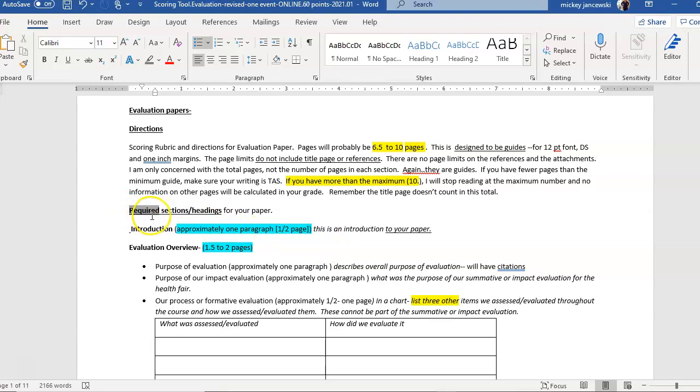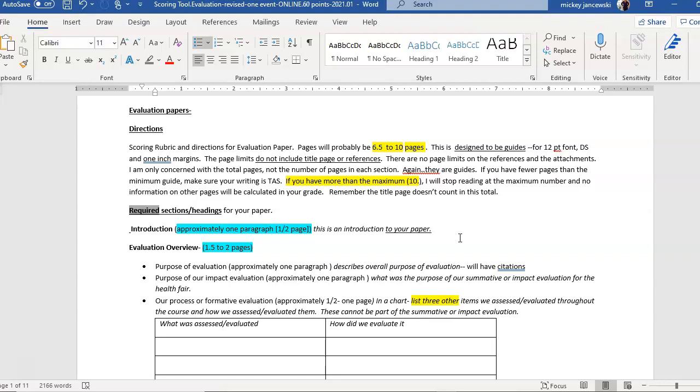I've highlighted here "required" because you are required to use the headings for this paper. If you do not use these headings, you will lose points. So this is an introduction to your paper. That means you're going to say something intelligent about evaluation, and then you're going to introduce the headings of your paper. You do not say, "I will now discuss," or "this paper will now review." It needs to be done in a narrative. It's not like a statement.